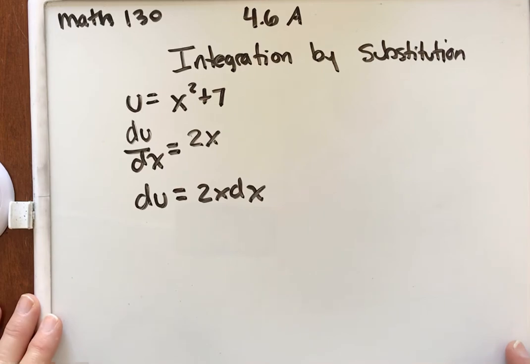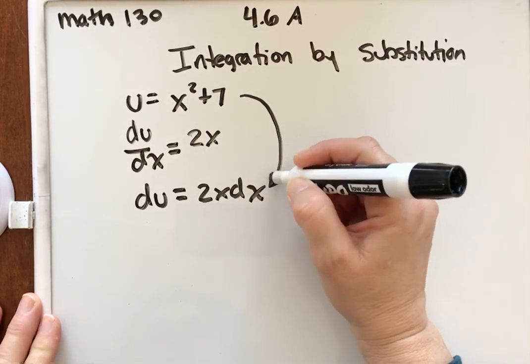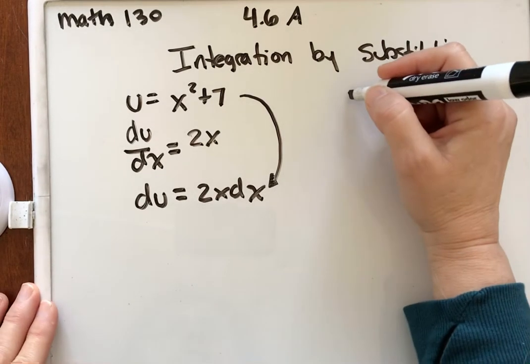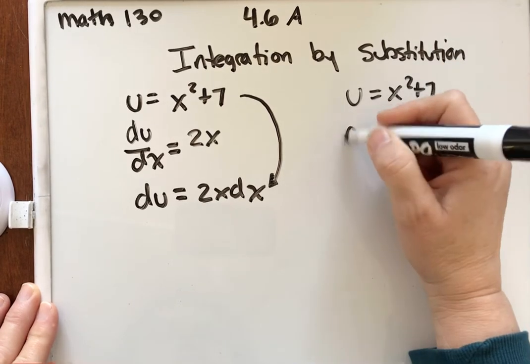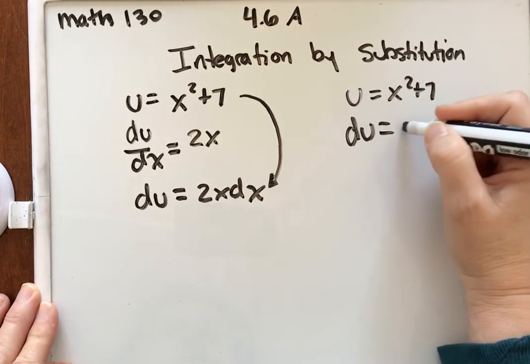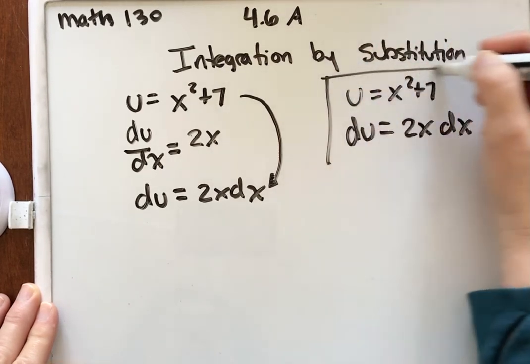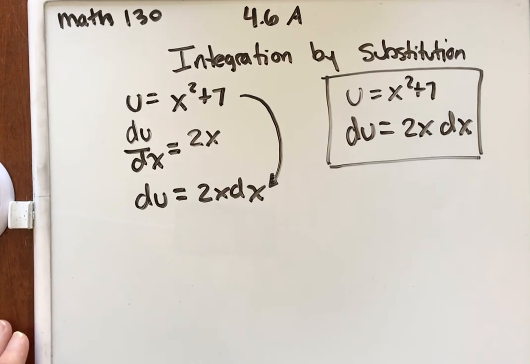Okay, well, what we're going to do now is we're going to go immediately from this step to this step. We're going to skip that middle step because we now know what we're doing. So here, if we have u equals x squared plus 7, we can say du, we take the derivative, is 2x, and we attach our dx. Okay, so we're going to utilize that when we learn our new material.